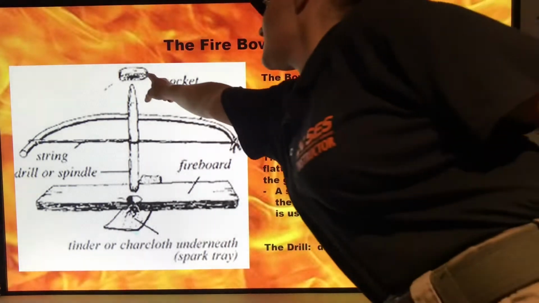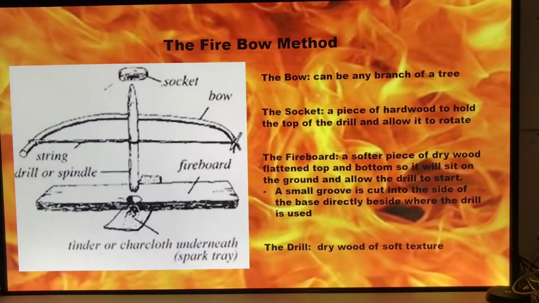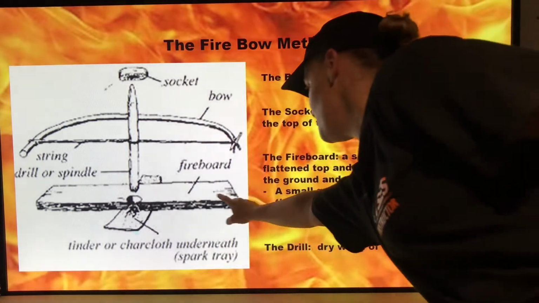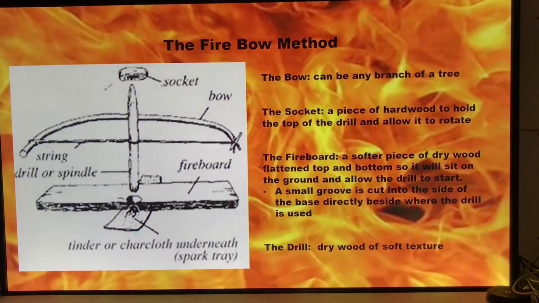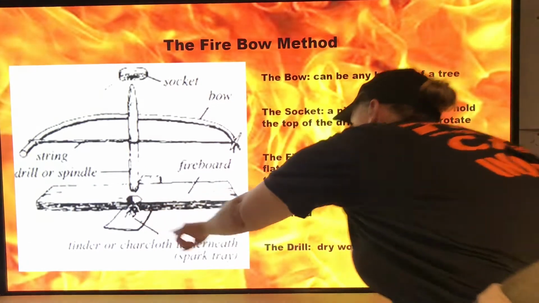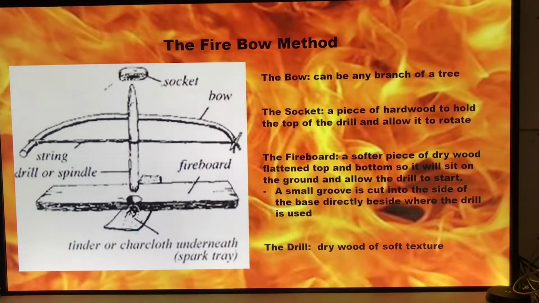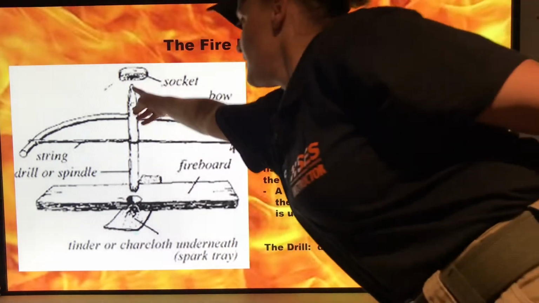Socket, so this is the socket up the top, we'll show you this all outside, and that's usually a piece of hardwood, and you use it to hold the top of the drill, so it allows it to rotate. Your fireboard, which is this bit at the bottom, is usually a softer piece of wood. You want it to be soft because you want little shavings of wood to come off, and that's the hot stuff that potentially lights your tinder and char cloth. You usually cut a small groove. You can see the little groove in here, and that's where all your little shavings fall off onto your tinder, and then the drill, obviously, is a dry wood as well.